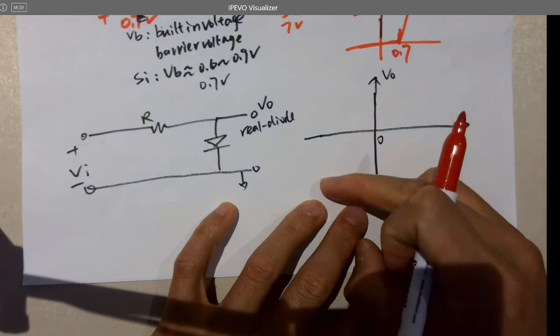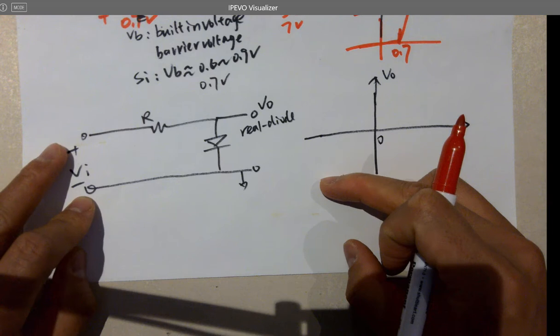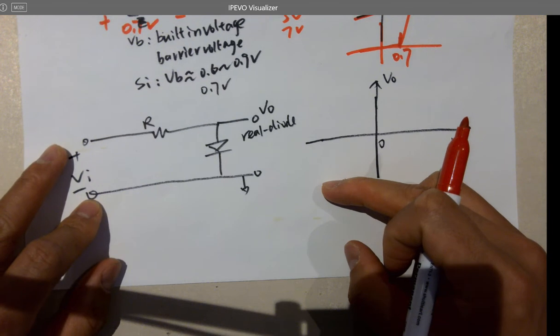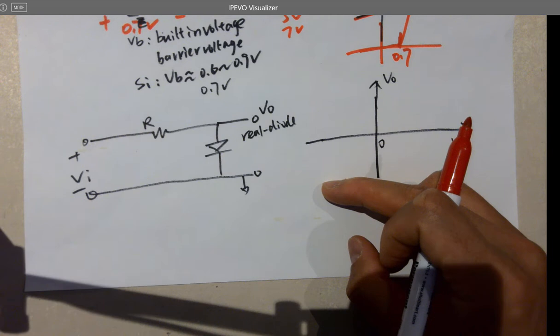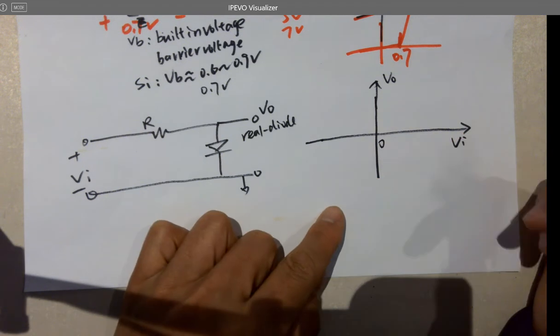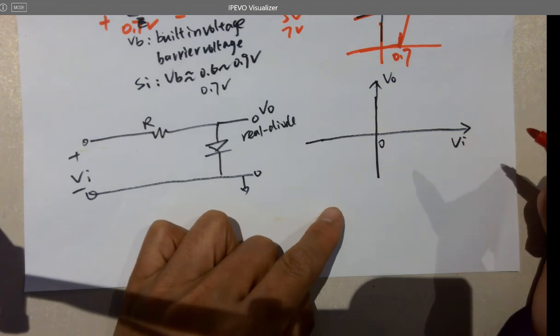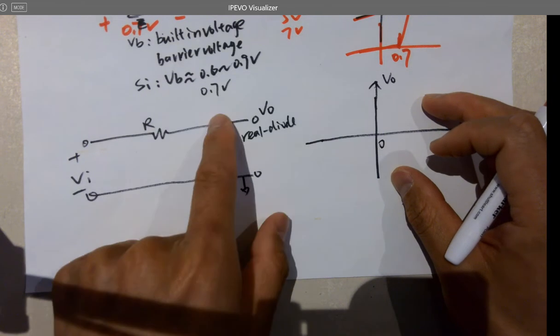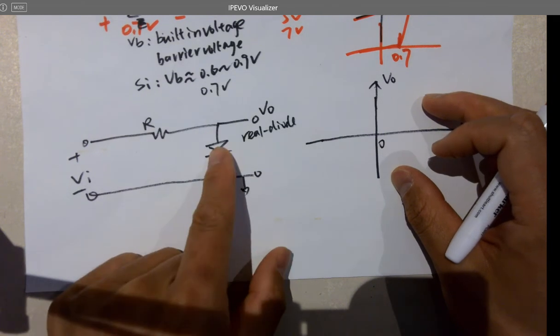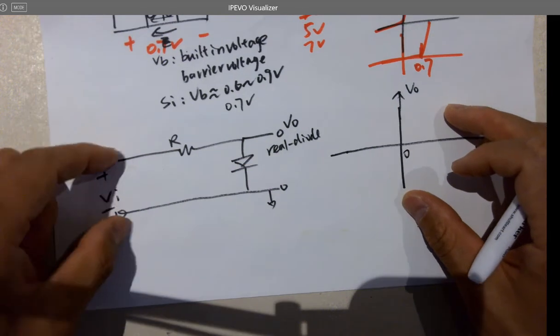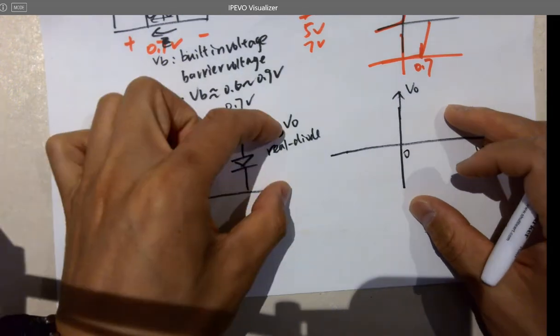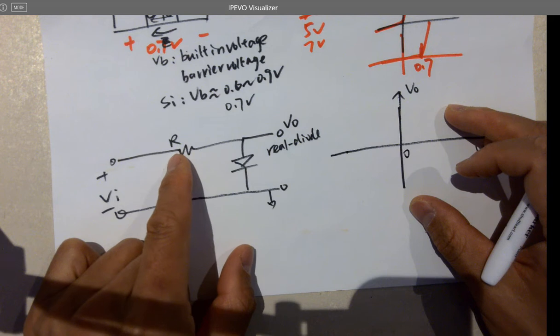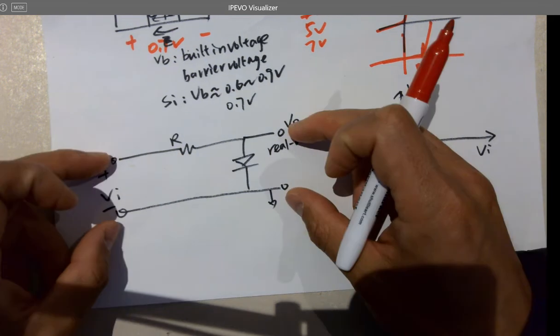So first, when VI is negative, what's going to happen? When VI is negative, which means the potential here is higher than here, there won't be any current flow through the diode. So whatever voltage is applied here will be the same voltage here as well, because there's no current flow. Look at this network, it's all disconnected.